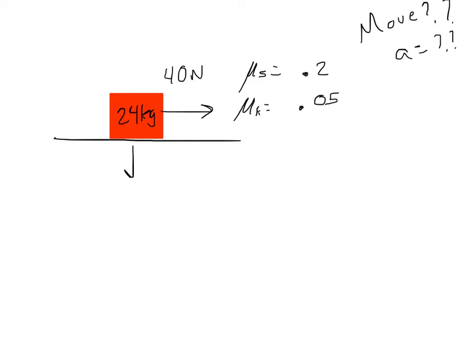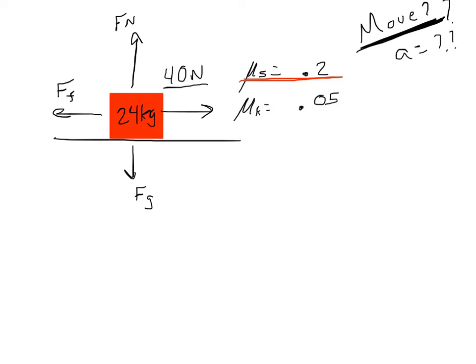There's the force of gravity acting down. There's the normal force pushing up. And if it does move, it's going to move in the direction of our 40 newtons, so there's going to be a force of friction pushing to the left. So in order to figure out if it will move, we first have to figure out what static friction we have to break.